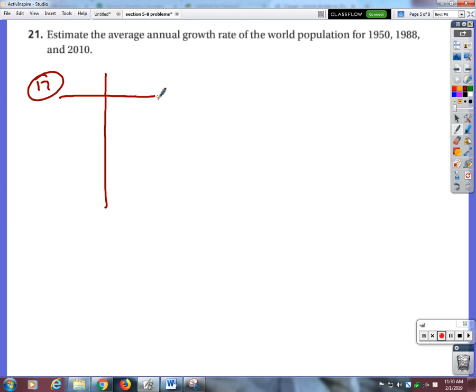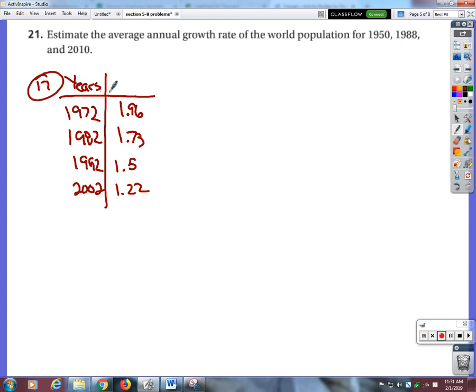So number 17 says that during these years, this was the average. Hang on just a second. Which one are you looking at? Okay. All right. So these are the years, and this is the population growth.